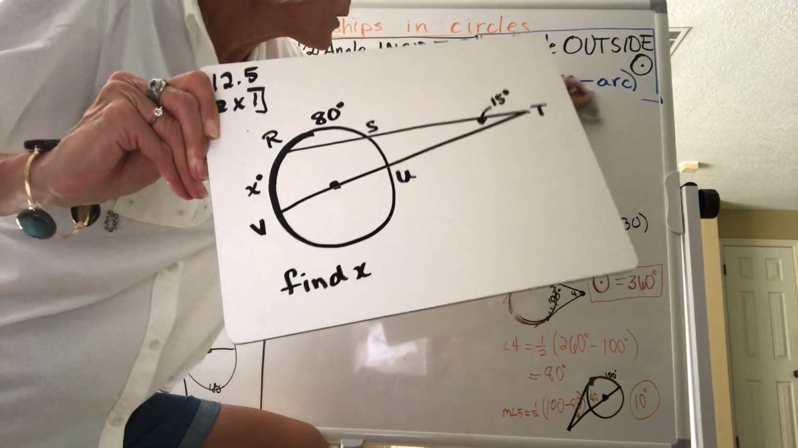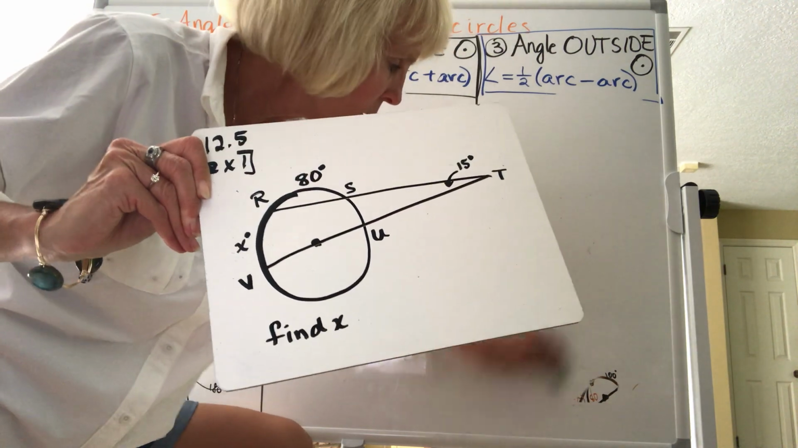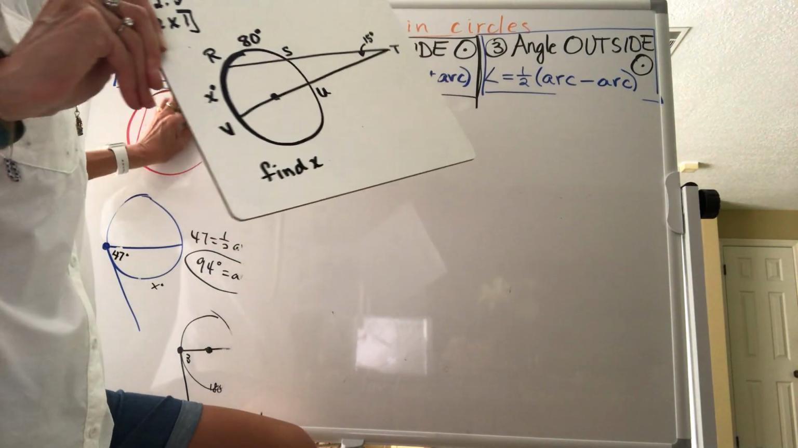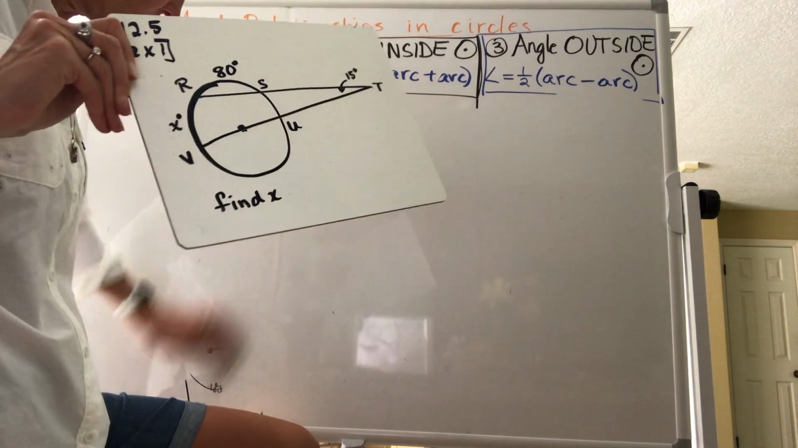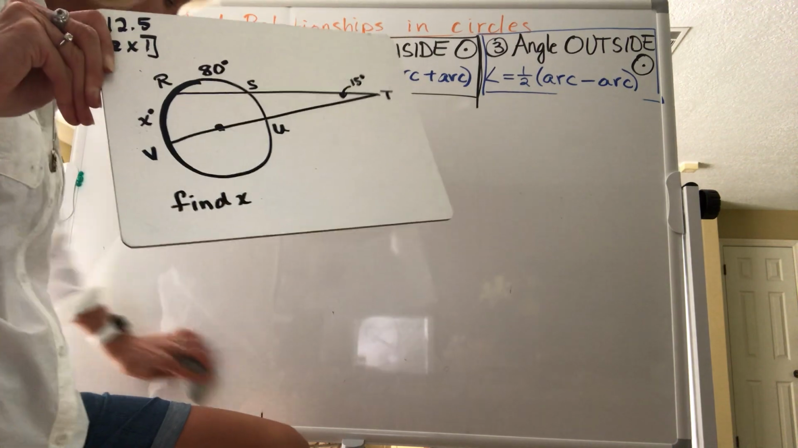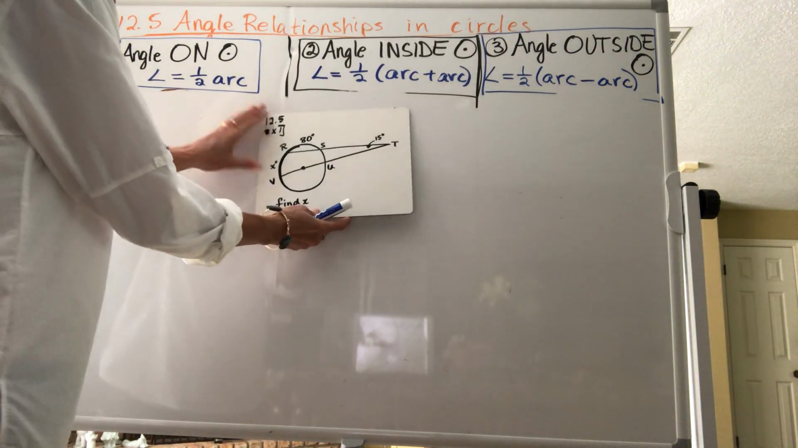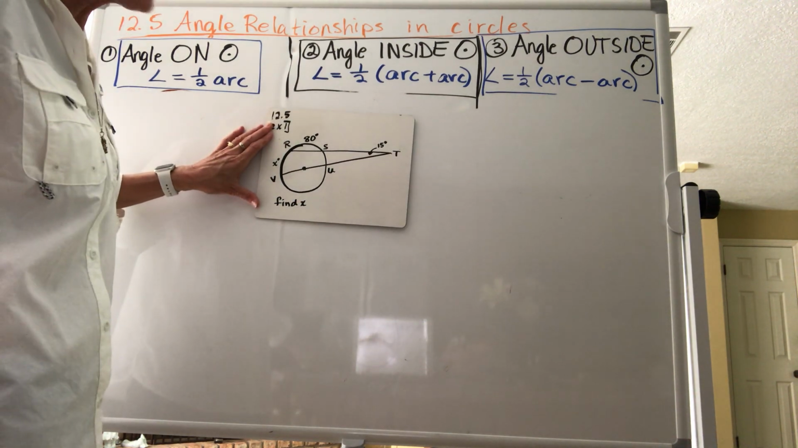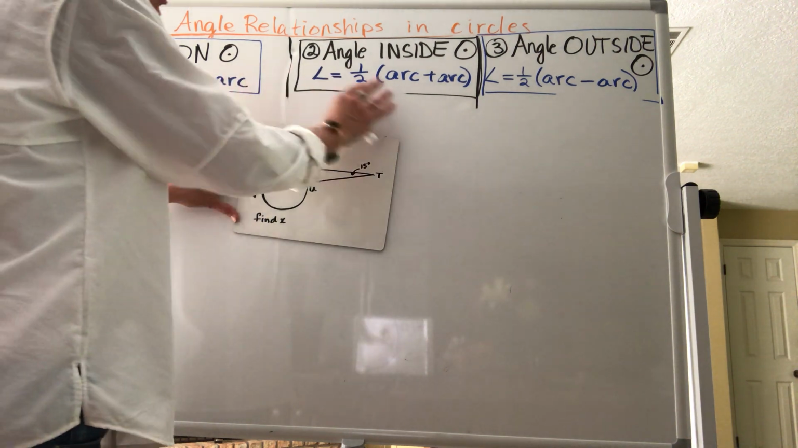So you may have one problem that has an inside vertex, and then another part of it has the vertex on the outside, another part has the vertex on the circle. So you have to be looking at all that kind of stuff. Let's go ahead and see if we can work that. So first of all, we want to find the value of x.